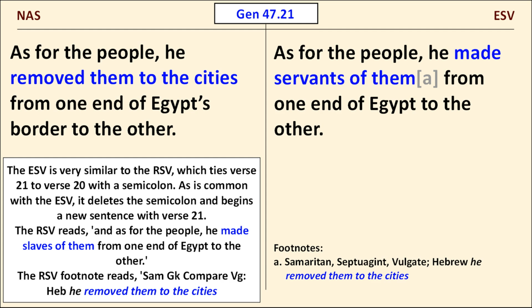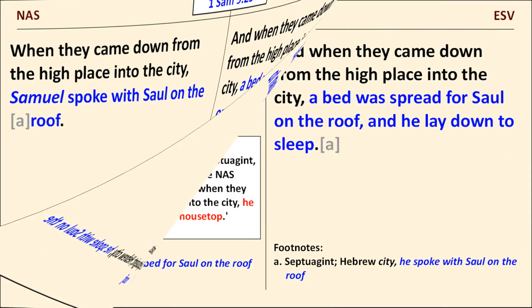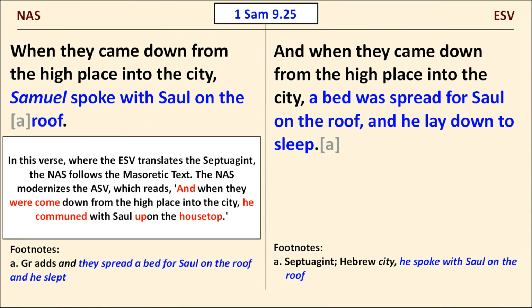The RSV also followed the reading "made slaves of them," present in the ancient translations. The next example comes from 1 Samuel 9:25. Did Samuel speak with Saul on the roof, or did Saul sleep there in the bed that had been prepared for him? The ESV follows the Septuagint here, while the NAS, as is usual, follows the Masoretic text.